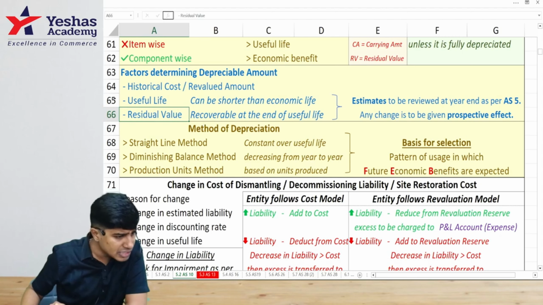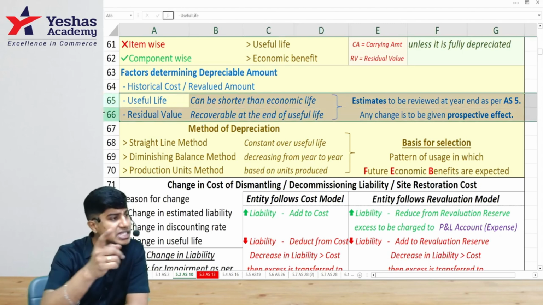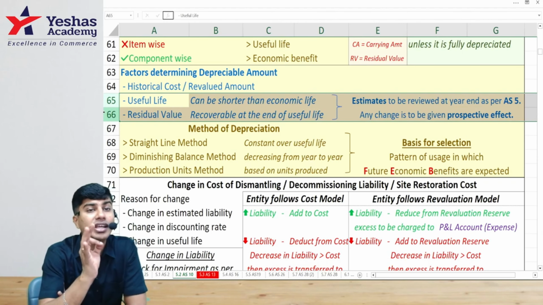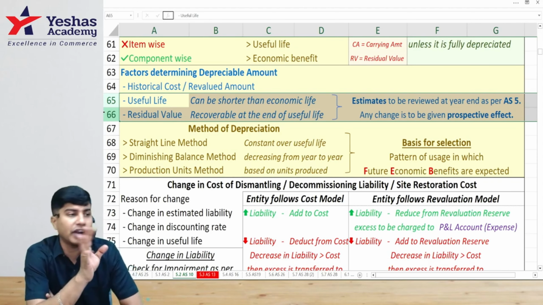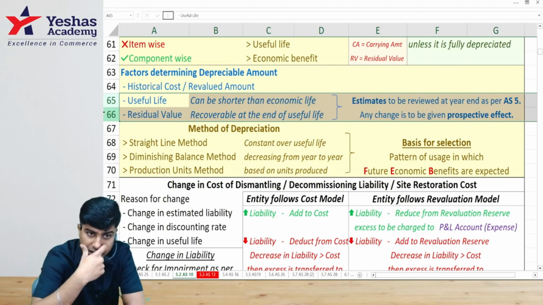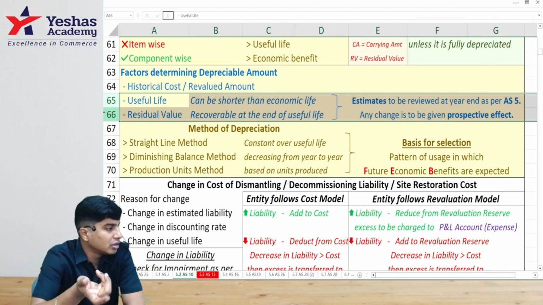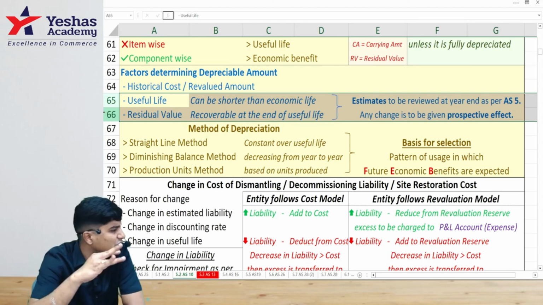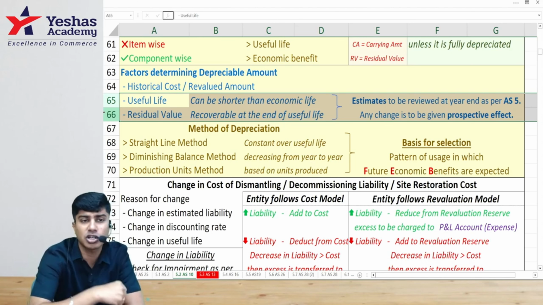And this useful life as well as residual value are accounting estimates as per AS 5. And if this estimate changes, we have to give prospective effect. At the end of each accounting period, we need to check if there is a change in accounting estimate. Sometimes you can check it every 3 years, 5 years, if the asset is less volatile. If the asset is very volatile, you might have to check every year. If the asset is not volatile, you can check once in 5 years. So it depends upon the nature of the asset.